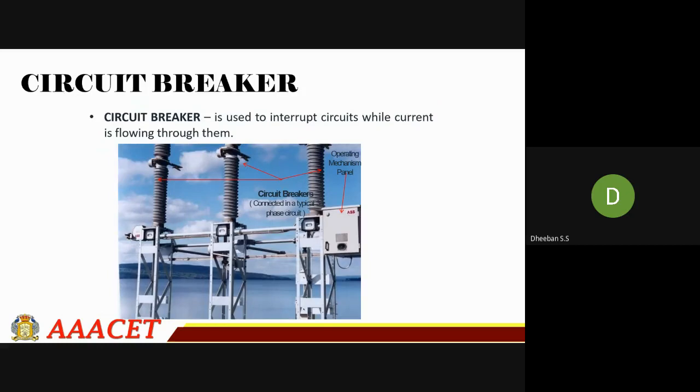Coming to the CBs, it is used to interrupt the circuit while current is flowing, mainly in case of a fault. During the fault condition, the current will be increasing, that too mainly during a short circuit fault, your current will be increasing heavily. At that time duration, you have to interrupt your system. This is how your CBs look like. The CBs should be operated through the controller.